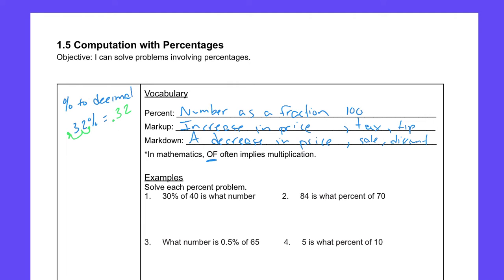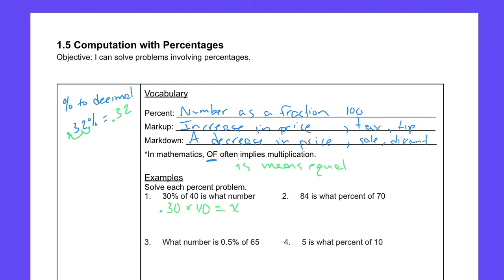So number 1, we're solving each percent problem. So 30%, well, that's 0.30, or you can just say 0.3 of 40. Of tells me I'm going to multiply. Of 40 is. Is means equal in math. So for example, I say 2 plus 2 is 4. That's because 2 plus 2 equals 4. So equals what number? Well, I don't know, so I'm going to use an x or an n or whatever variable you want to use to represent that unknown number.